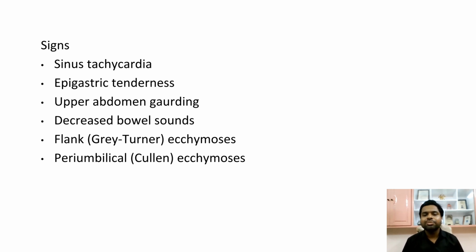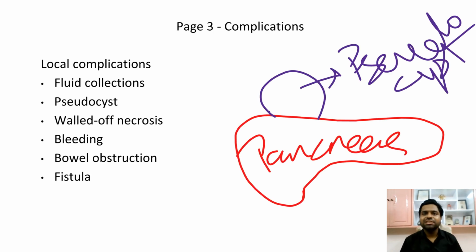Using this terminology is also very important because it gives an impression to the examiner that you can use some advanced medical terms. In page 3, let us discuss complications. Local complications first, that is fluid collection, necrosis, pseudocyst, then bleeding. In case the inflamed pancreas compresses bowel, then bowel obstruction, otherwise fistula formation. These things can be there.